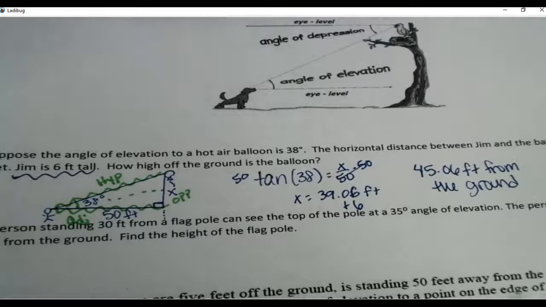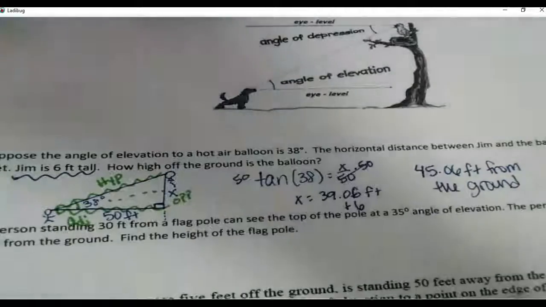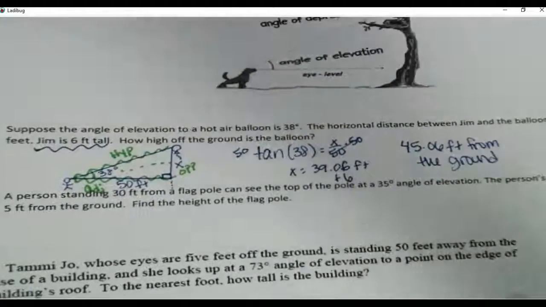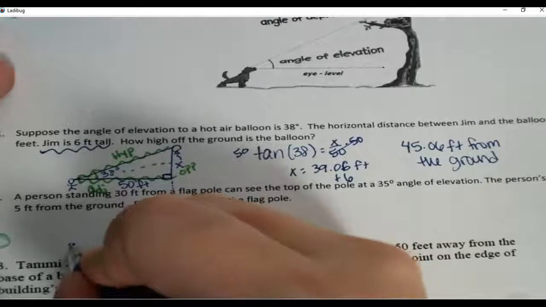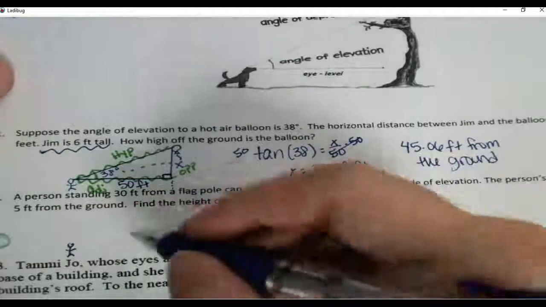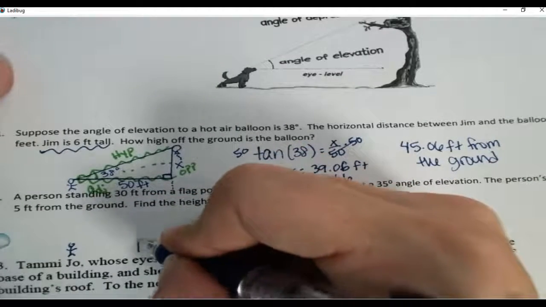Okay. Let's look at number 2. Number 2 says a person standing 30 feet from a flagpole can see the top of the pole at a 35-degree angle of elevation. The person's eye level is 5 feet from the ground. Find the height of the flagpole. So again, in this one, we have a person, and we have a flagpole.